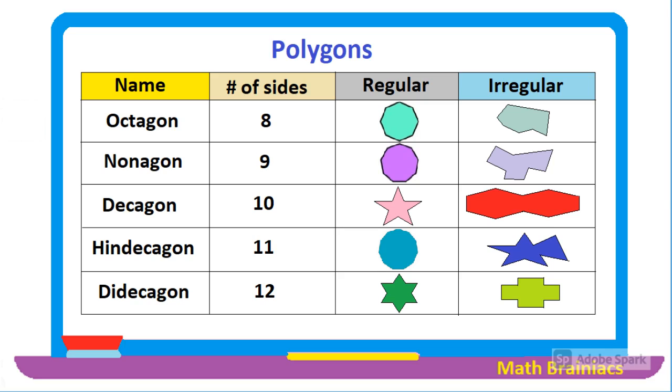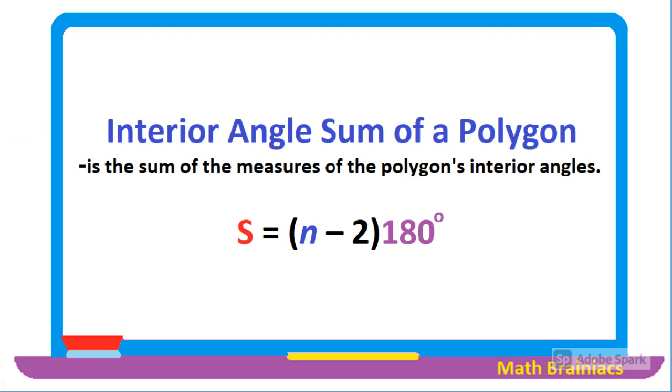Let us continue the different names of the polygon. An octagon has 8 sides, nonagon has 9 sides, decagon has 10 sides, hendecagon has 11 sides, and dodecagon has 12 sides. I want you to take note of this.